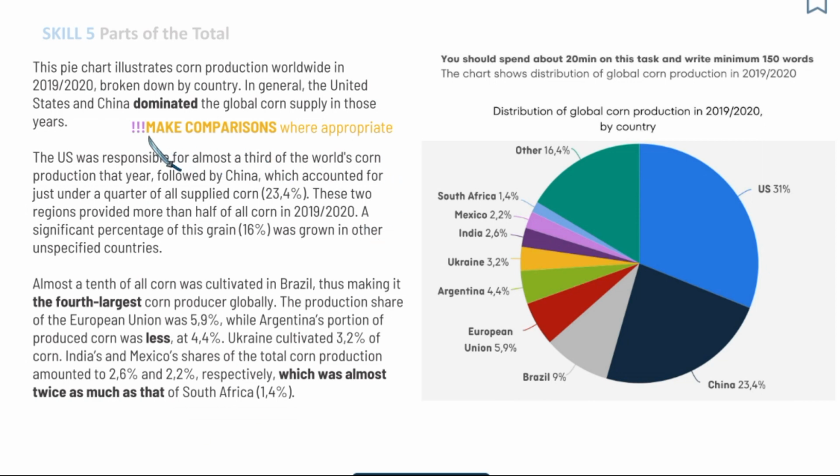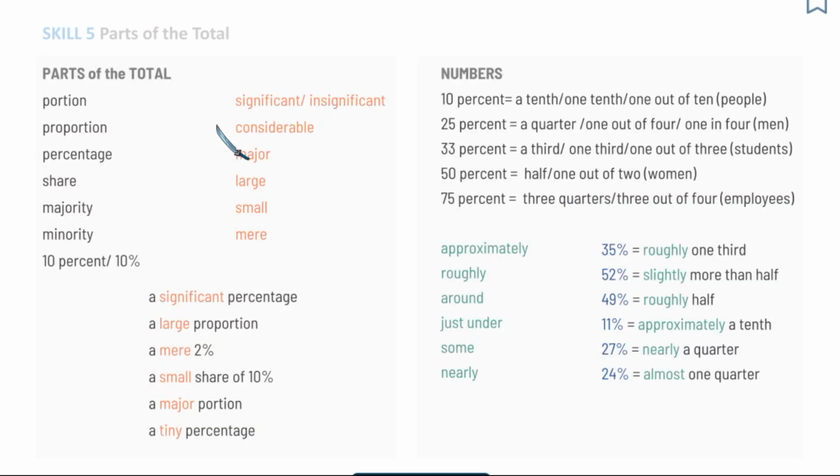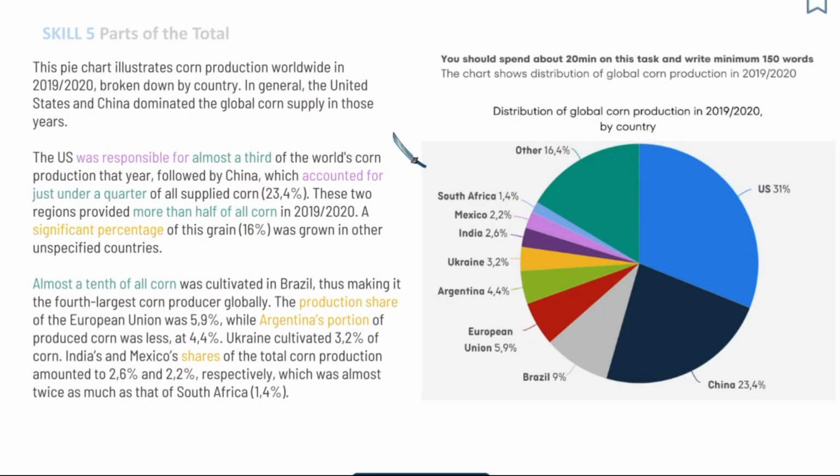So again, make comparisons where appropriate. This will definitely increase the quality of your report. Here I would like to recap all of this vocabulary that we have discussed and how I have used it in this pie chart.